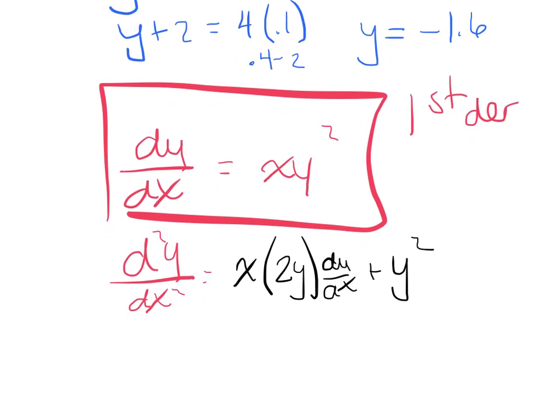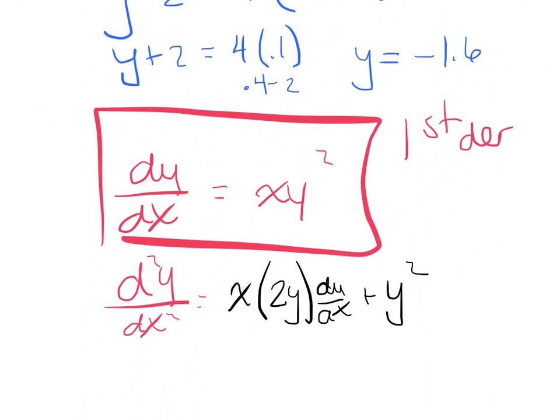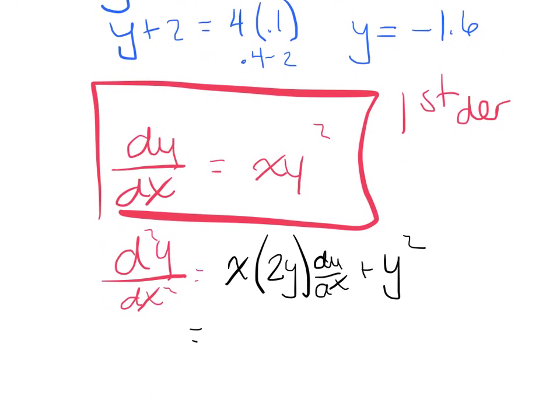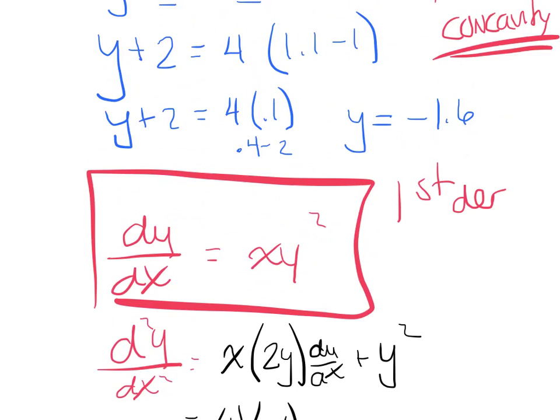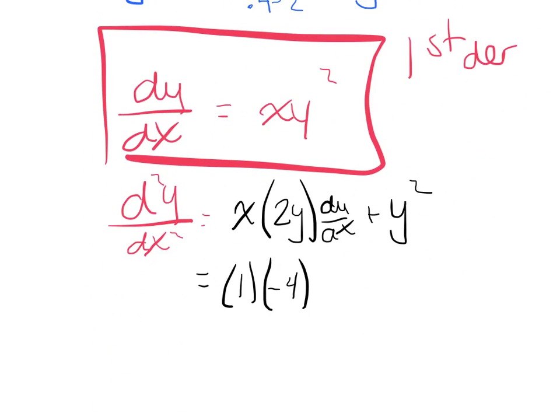Substitute in what I can. Oh, son of a gun, I already forgot my points. X was 1, y was negative 2. So I know x is 1, y is negative 2. I'm going to leave my dy dx. We actually know. We found dy dx. That's how we got this slope of 4 here. Times 4 plus, that was negative 2 squared.